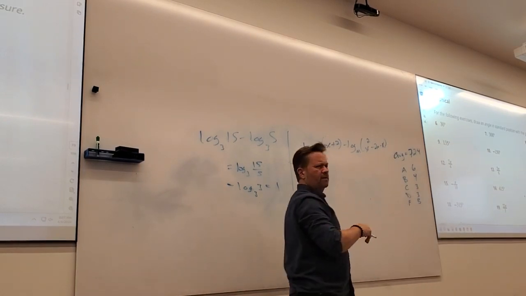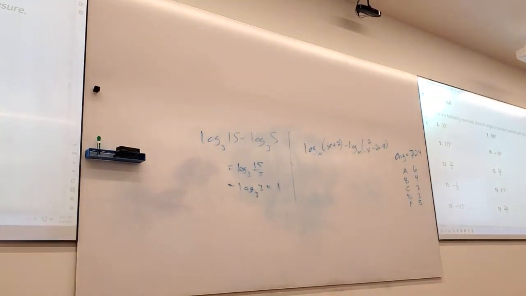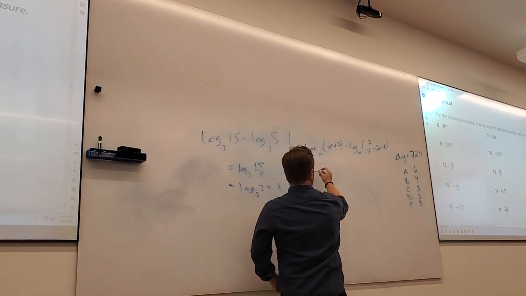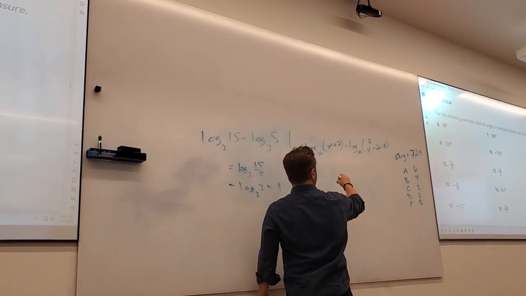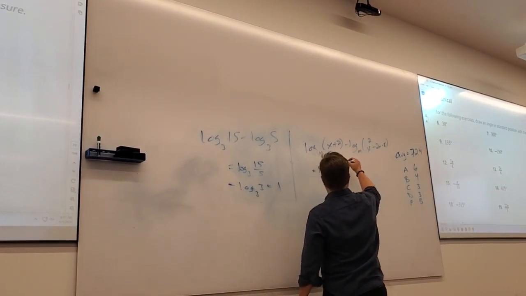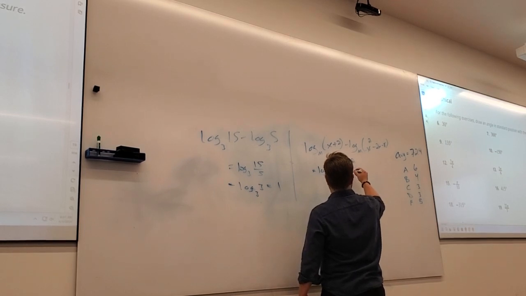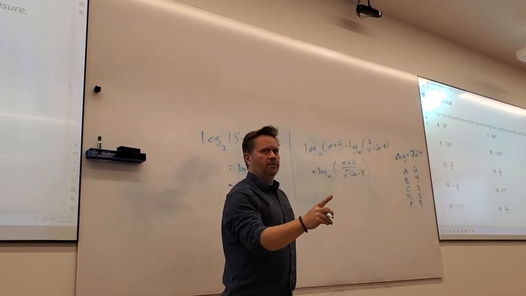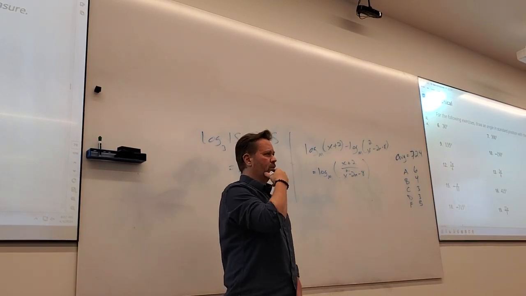Is that the same thing you guys have? No, okay. So it's this. So what's the first step here? Good. Log base m of x plus 2 over x squared minus 2x plus 8. That's the first step, not the end, right?